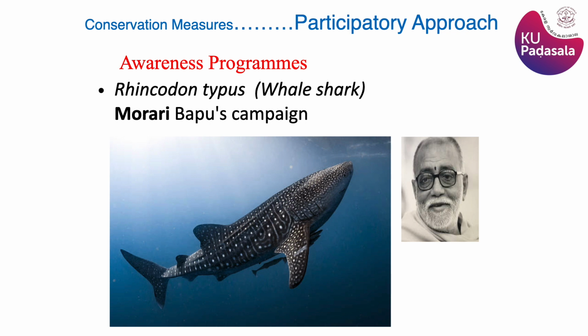At that time, it was heavily poached and overfished. By the way, its population was decimated and declined at a faster pace. Then came a saint called Morari Bapu. He did a campaign called the Whale Shark campaign.